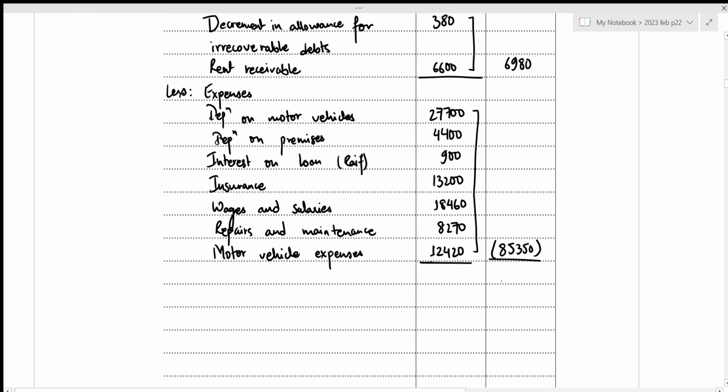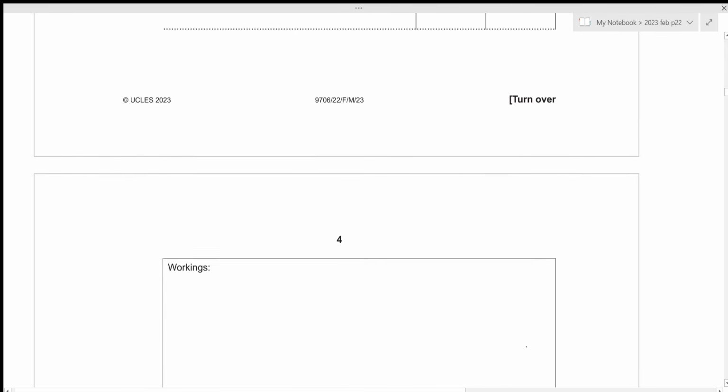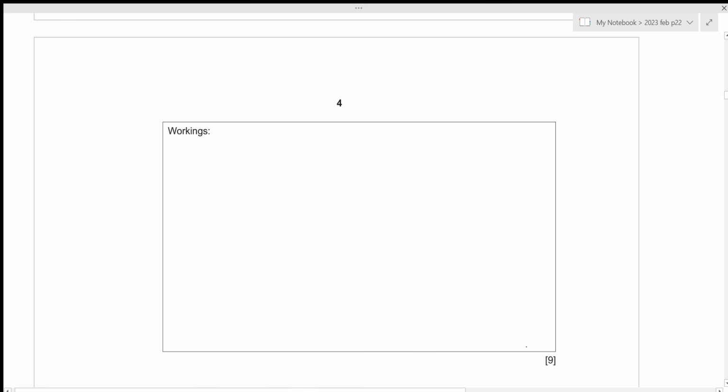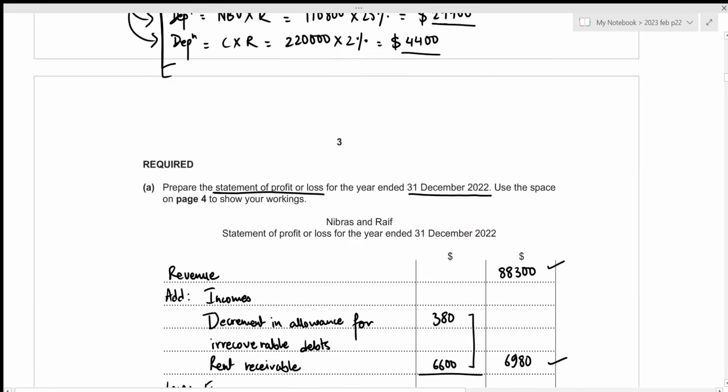Okay, we can now figure out our profit for the year. It is just going to be our total of revenue plus our incomes minus our expenses. So that's 88,300 plus 6,980 minus 85,350, which results in 9,930. This concludes the first part. Now, okay, we were given the working section right here. So instead of scribbling all over the question paper like this, you guys should be showing all of these in that particular box.